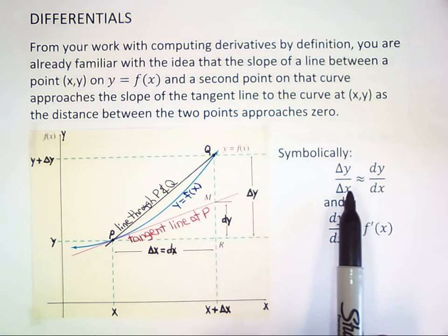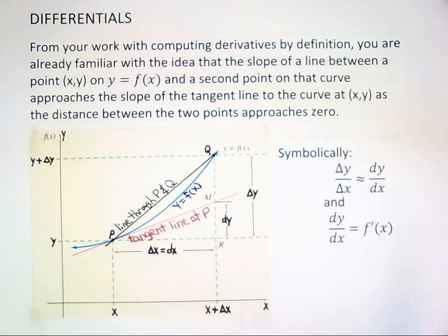So symbolically, we'd say those two slopes are approximately equal to each other as long as the points P and Q are close together. And also, as an aside, dy over dx is the derivative of the function with respect to x. So the slope of this tangent line is given by dy over dx, or f prime of x.